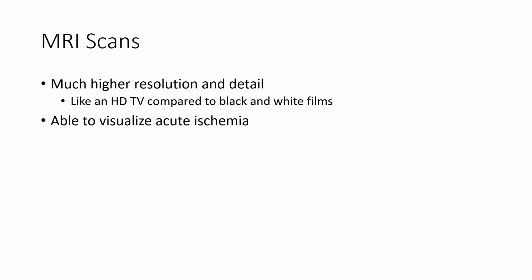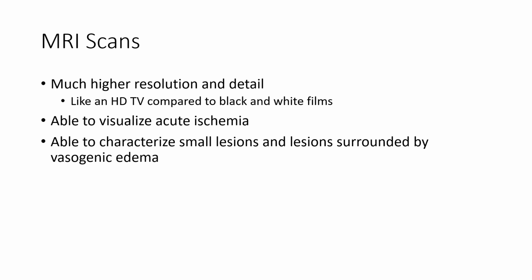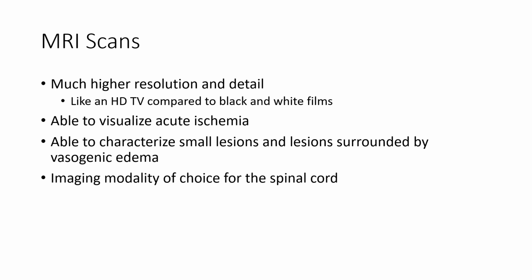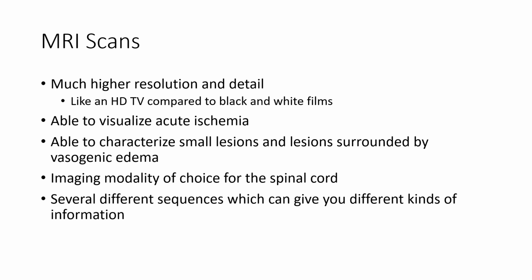than we are with a CT scan. So one of the major differences is that on an MRI, you can visualize acute ischemia as soon as it happens. There's no delay of 24 hours. We also are able to characterize those small lesions and those infratentorial lesions that are often missed on CT scan. In those space-occupying lesions where on CT scan we might just see an area of vasogenic edema, we usually are able to characterize the lesion within that area of edema on an MRI scan. It's also the imaging modality of choice for spinal cord pathology, as I previously mentioned.